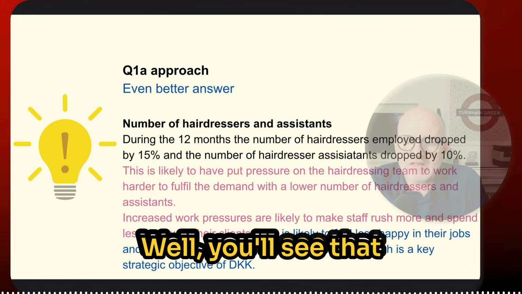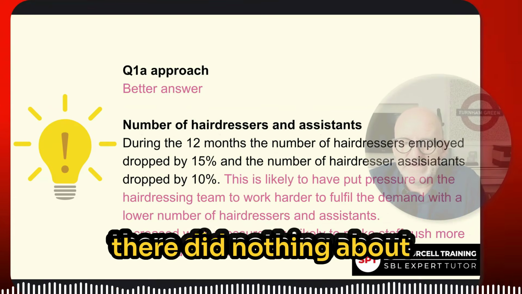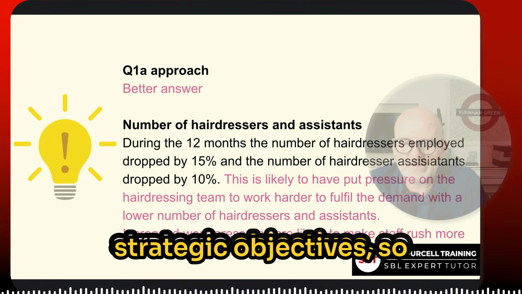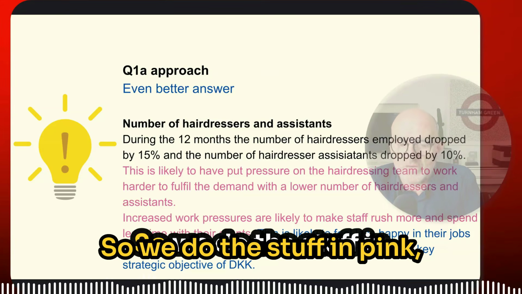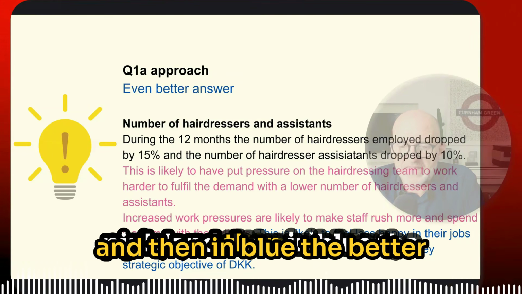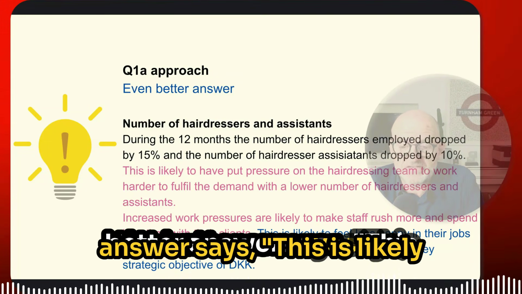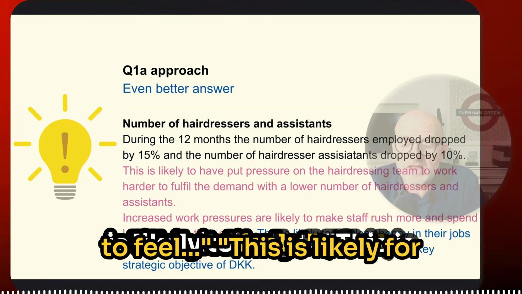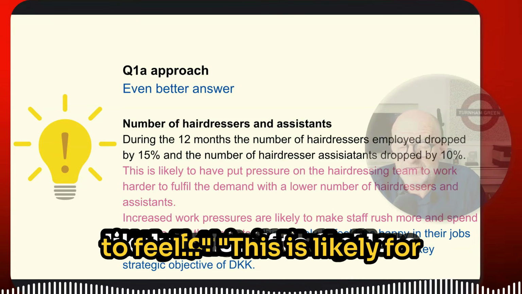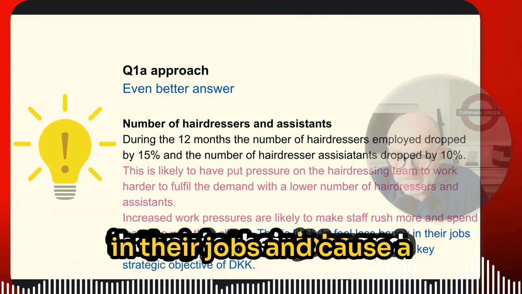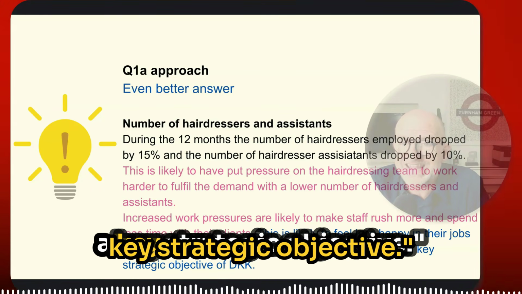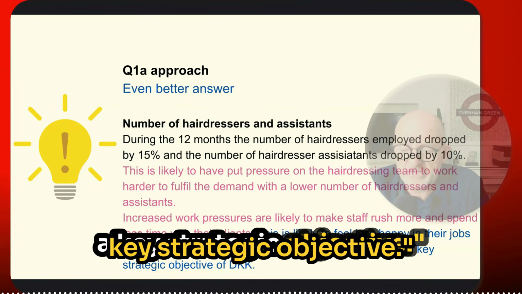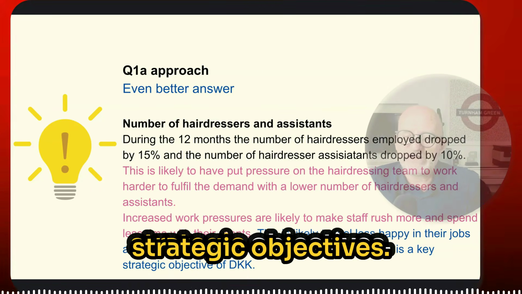Yep. How could we get even more marks? Well, you'll see that the answer we just did there did nothing about strategic objectives. So let's answer something with strategic objectives. We do the stuff in pink, and then in blue, the better answer says this is likely for staff to feel less happy in their jobs and cause a fall in the average staff satisfaction, which is a key strategic objective. So we have linked strategic objectives.